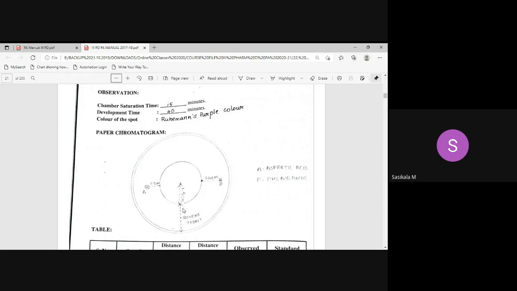You have to allow the sample to dry. All these processes are there, so just give 5 minutes for that. And development time 40 minutes. It has taken 40 minutes to reach the solvent front. And the aspartic acid distance is what? Phenylalanine distance is 1.4 centimeter. This is 0.7 centimeter. And the distance traveled by the solvent front is 3 centimeter. This is kept constant.